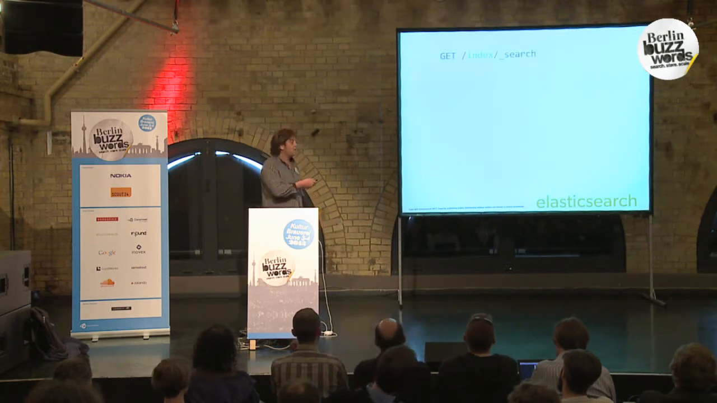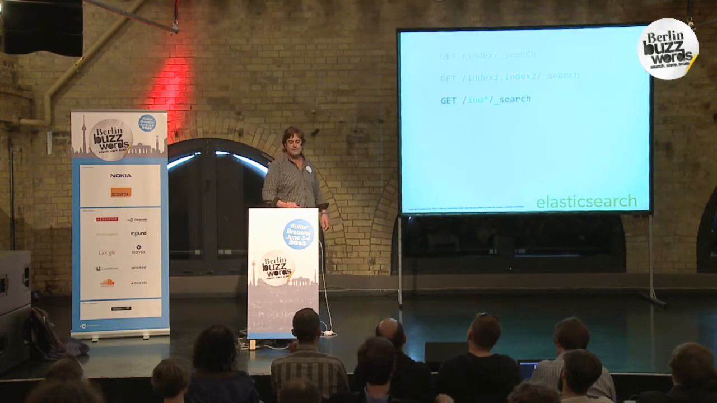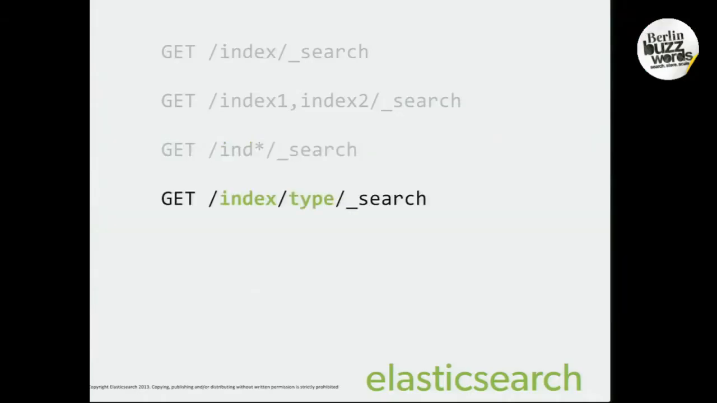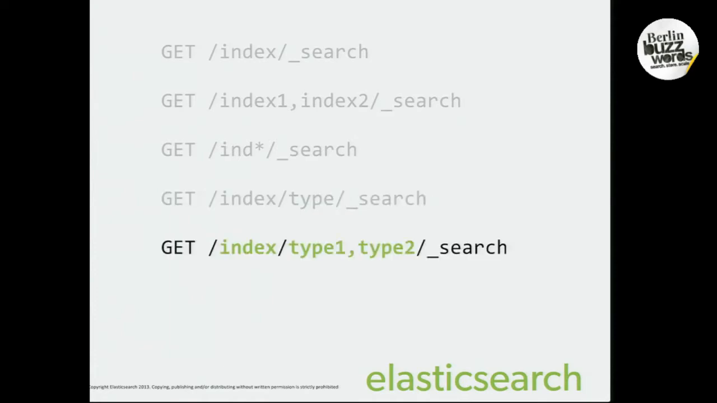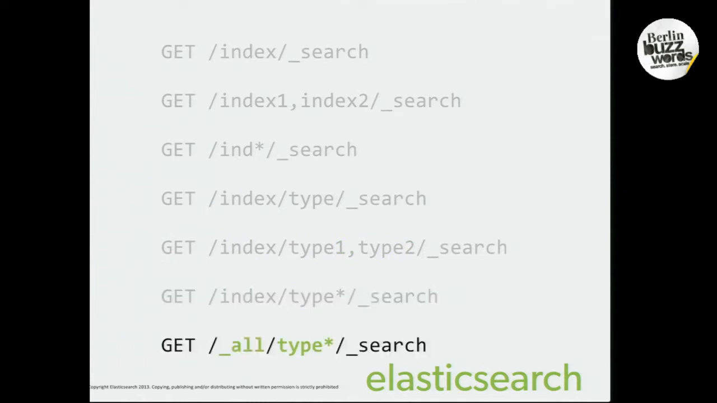Here you can search a single index or multiple indices, or even specify them using wildcards. And then you can limit it further to the types within those indices, or multiple types, wildcarded types, or all types, or some types in all indices. So it's up to you how you combine them, but this is what the paths would look like.